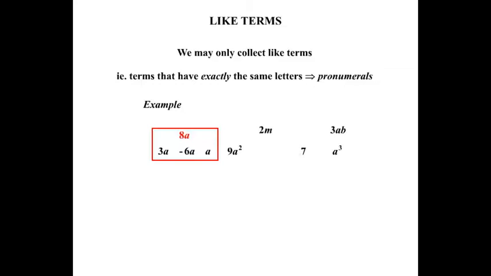Alright, they're all like terms because they all have the letter a. They don't have any other letter. They can have a number involved, certainly, but they're the letter a there considered to be like terms with each other.